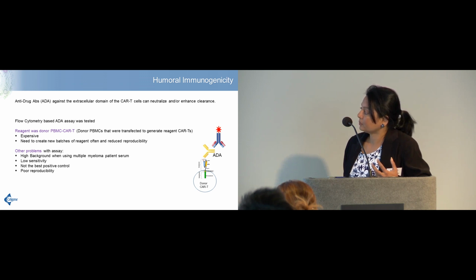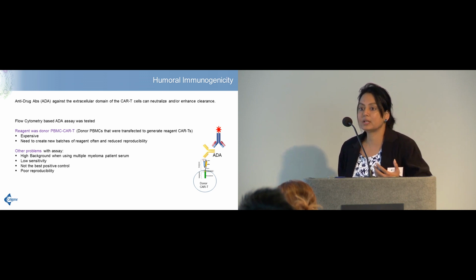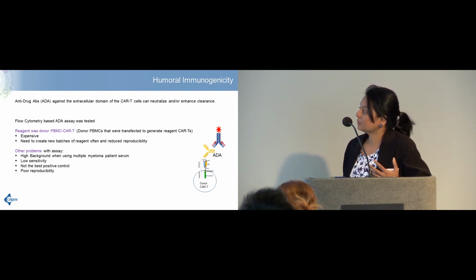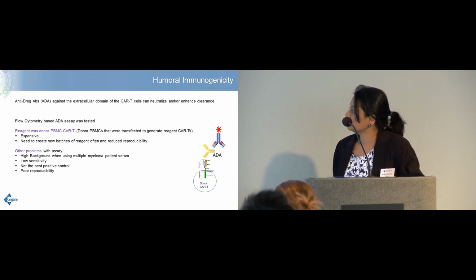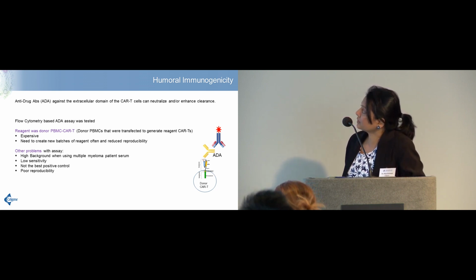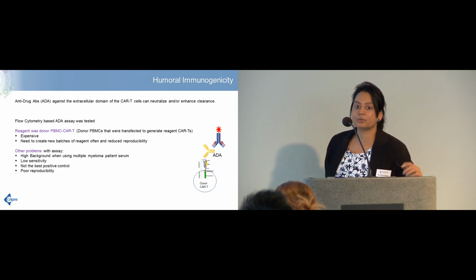Other problems were high background, especially since we were dealing with multiple myeloma patient samples, and rheumatoid arthritis patient samples are also a problem. So we had high background, and low sensitivity because of the high background. And the positive control that we were using was not the best, so we had to go back and redo this, and poor reproducibility.